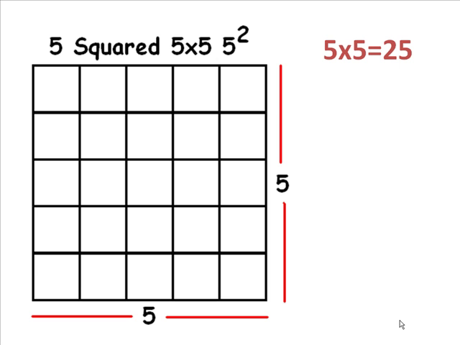5 squared, or 5 times 5, is 25. 25 squares shown here. The length of the larger square per side is 5. Square root of 25 equals 5.